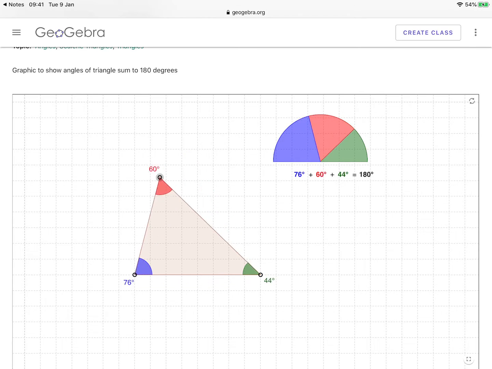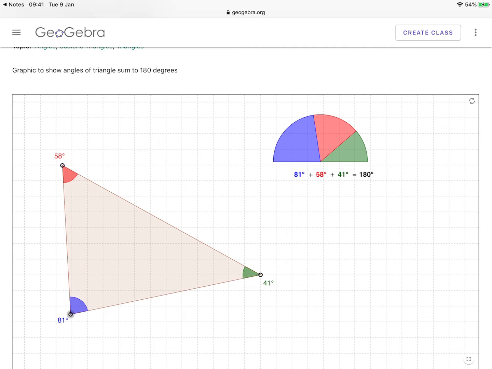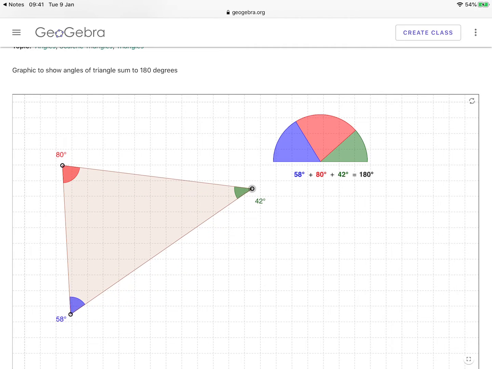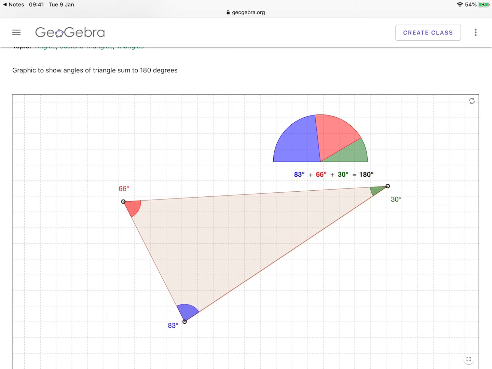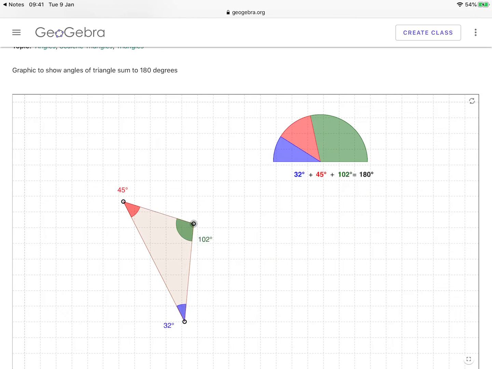Now let's think what happens when I change one of these points, or the angles change. Like you can see blue's got bigger and so on, but they still always add to 180 degrees. So let's see if that's always true. Yep, still 180, still 180. Wherever I move it, as long as this is a triangle, the angles are going to add to 180 degrees, and we can see them moving around.